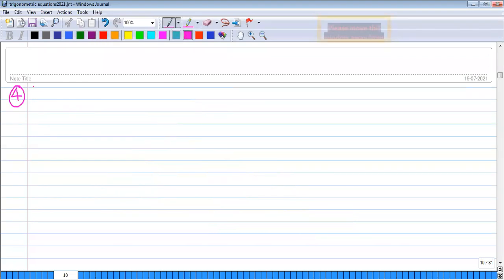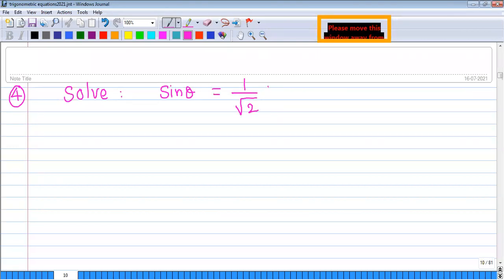So, fourth question. Solve sin theta is equal to 1 upon root 2. N pi plus minus 1 whole power n pi by 4. Oh, you got it. Very good.